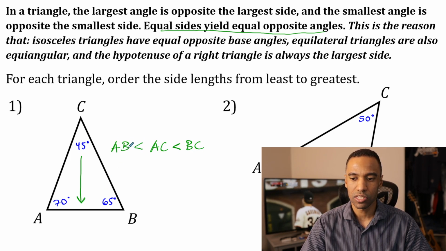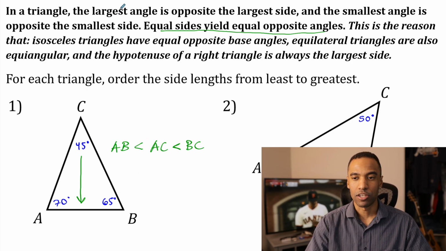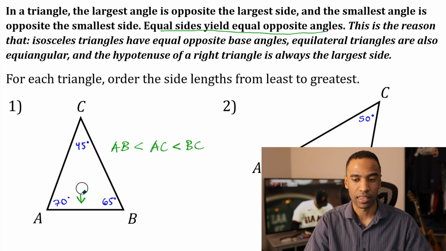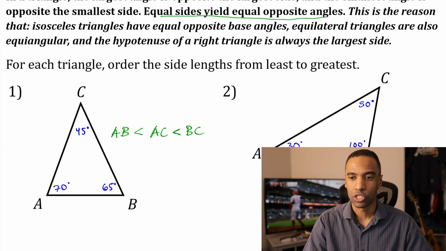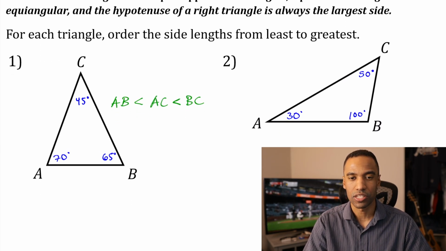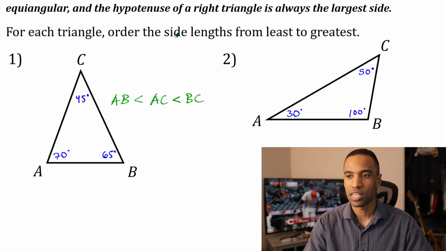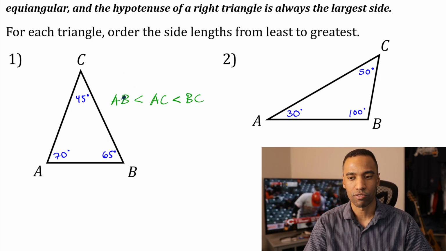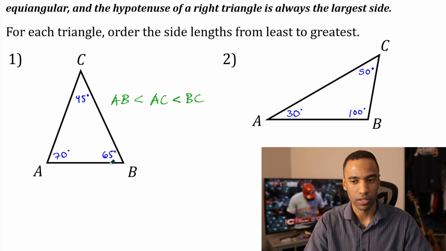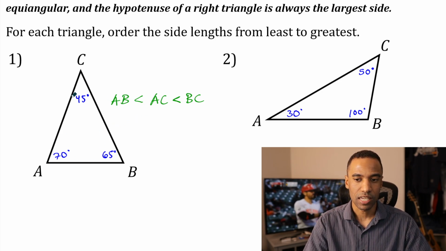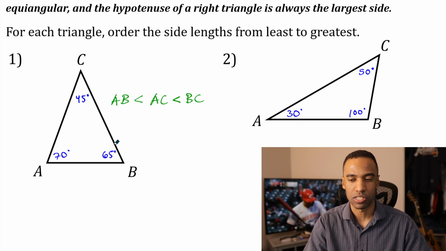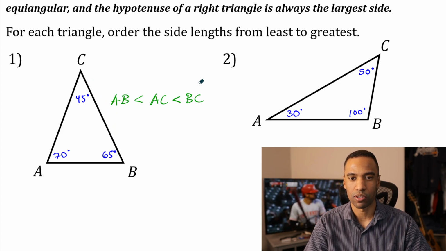Do I know the side lengths? No. If I knew one of the side lengths, I could get them for you. I'd have to use some interesting pre-calc or trig stuff to figure it out. It's called the law of cosines. I ain't getting into that. But this is least to greatest as far as side lengths go. AB is the smallest. AC is the next smallest, and then BC is the largest right there, smallest to largest.